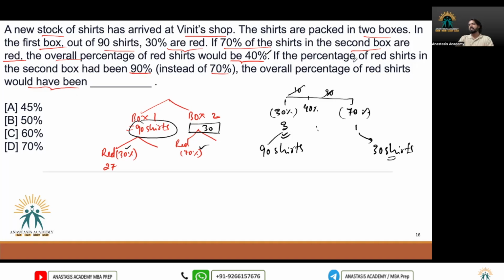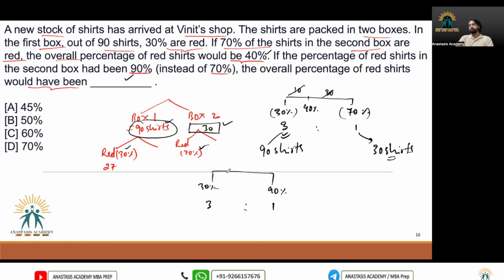Now it is asked that if the percentage of red shirts in box 2 had been 90%. Now we are mixing 30% with 90%, and the weight of these two lots is 3:1. Shirts are in this ratio, 90 shirts and 30 shirts, right? So 30 and 90 would give me how much? I'm again using allegations. So this gap is 60%. It is divided in this ratio, 1:3.